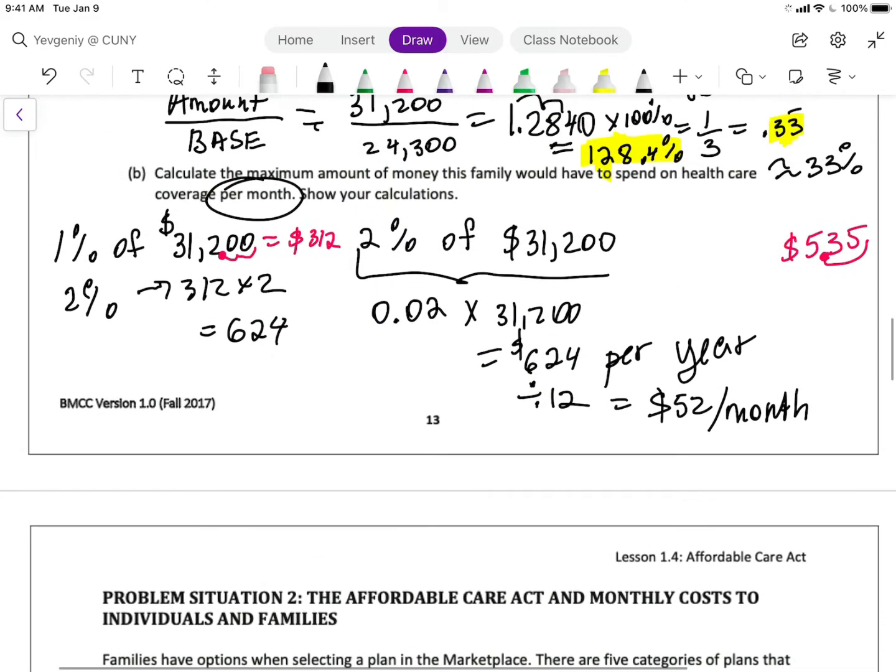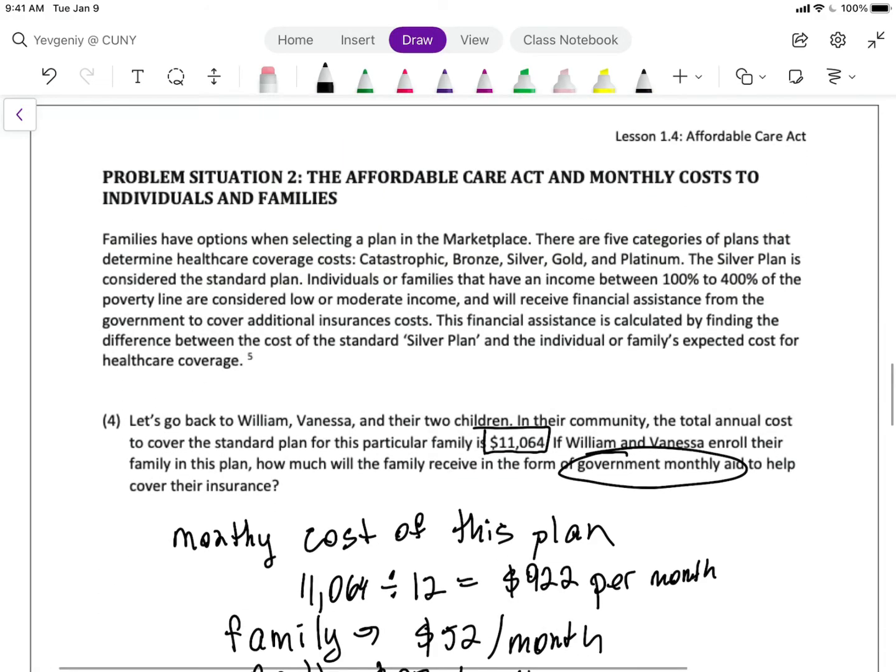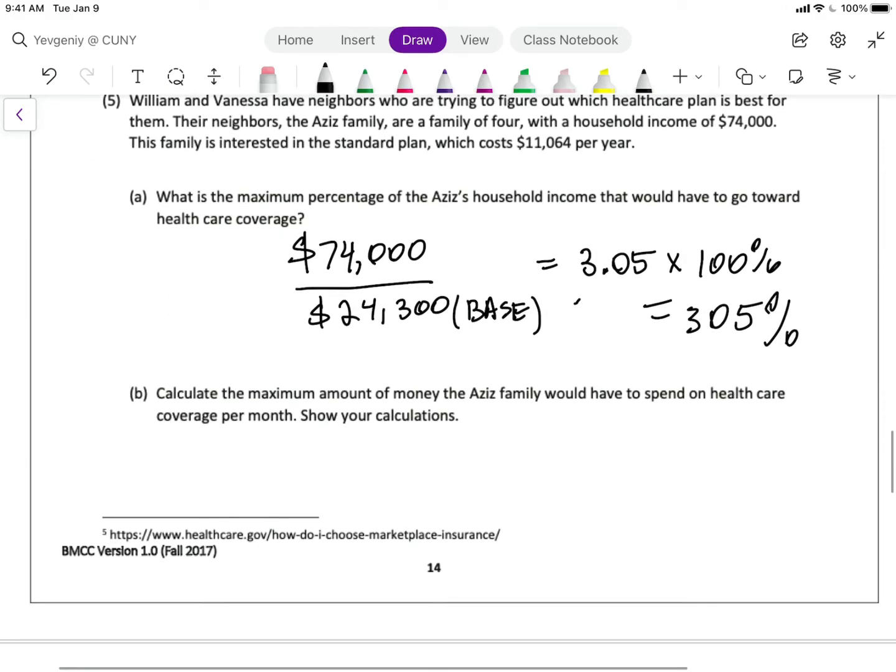If they make more than 3 times the poverty line, they fall inside this category. So their contribution towards that plan is 9.5% instead of 2%. They're paying 9.5% for that plan. Of what? Of the income.